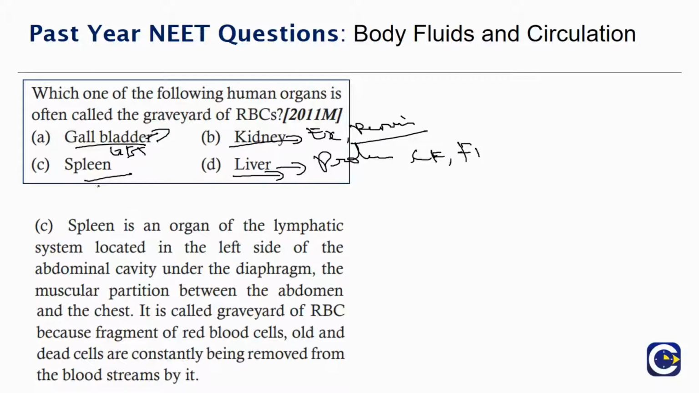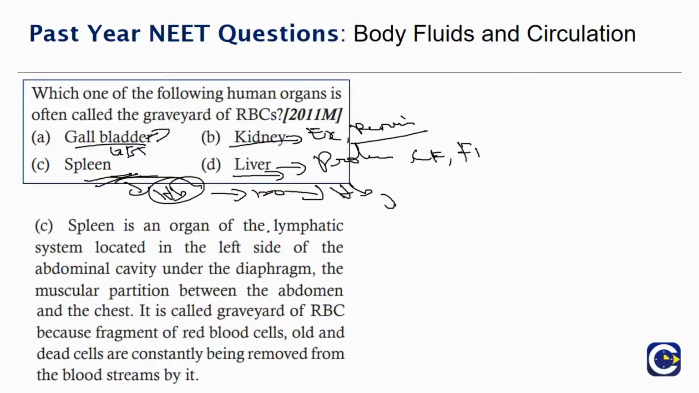Spleen is the graveyard of RBC, where it destroys the RBC and takes back the hemoglobin. We know the lifespan of RBC is only 120 days, and then it reaches the spleen so that the hemoglobin can be extracted and can be used again for the production of new RBCs.